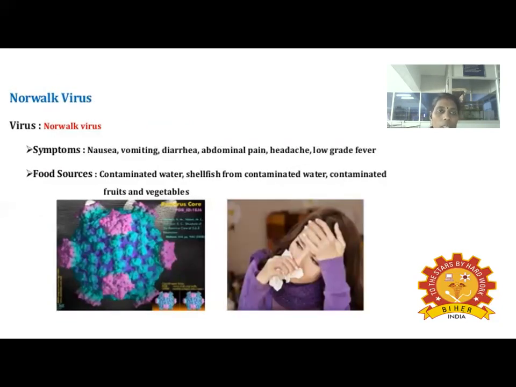Next is Norwalk virus. The symptoms are nausea, vomiting, diarrhea, abdominal pain, headache, lower grade fever, etc. The food sources are contaminated water, shellfish from contaminated water, and fruits and vegetables, when you are taking contaminated fruits and vegetables, etc.